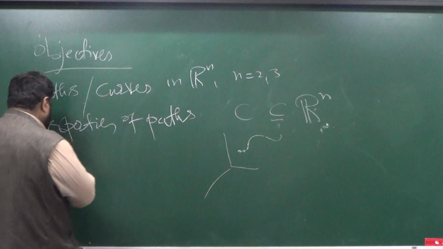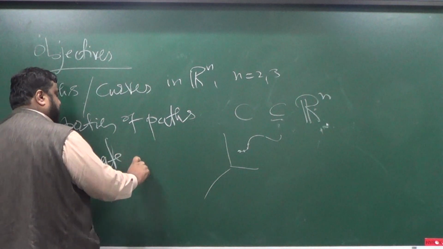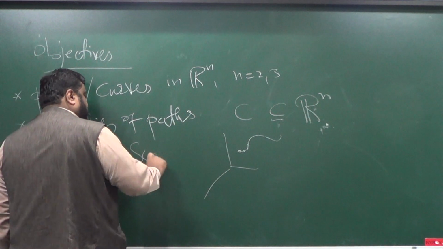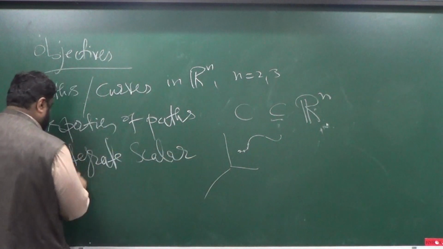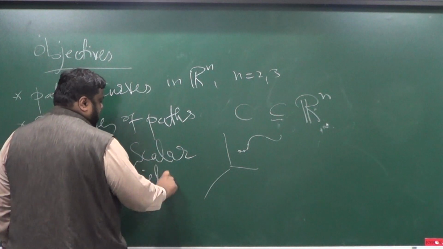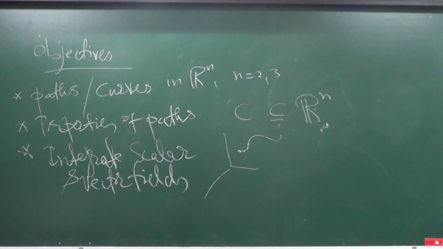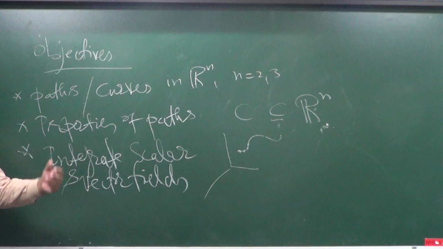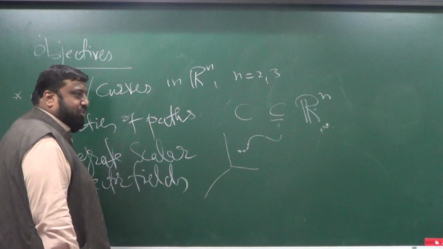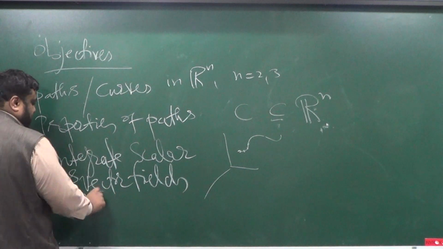So we would like to integrate. We're going to integrate, how to integrate scalar and vector fields on curves. Can you see where we are heading? So this is important. You should have a clear objective in your head. That's what we are doing. Otherwise, things would be abstract. You will be saying, what's going on? But you will know where we are heading.